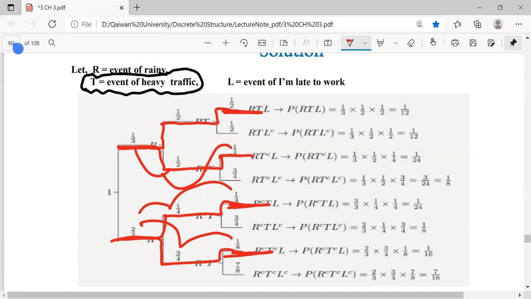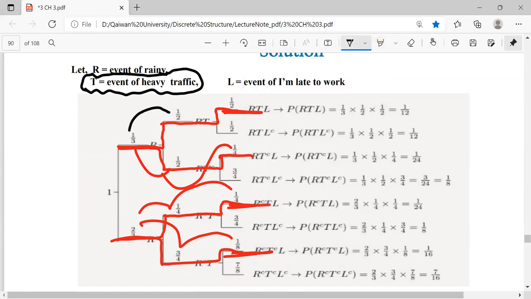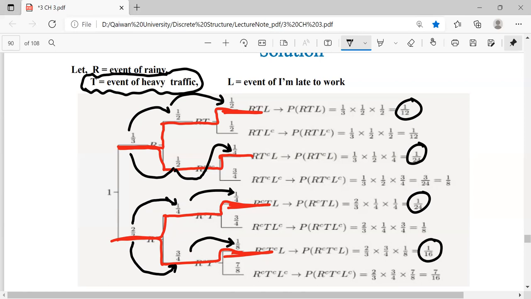For the first case, we multiply 1/3 by 1/2, multiplying by 1/2, which is 1/12. Then in the second case, we multiply 1/3 by 1/2, multiplying by 1/4, which is 1/24. In the third case, we have 2/3, multiplying by 1/4, multiplying by 1/4, which is 1/24. Then we multiply 2/3 by 3/4, then multiplying by 1/8, which is 1/16.